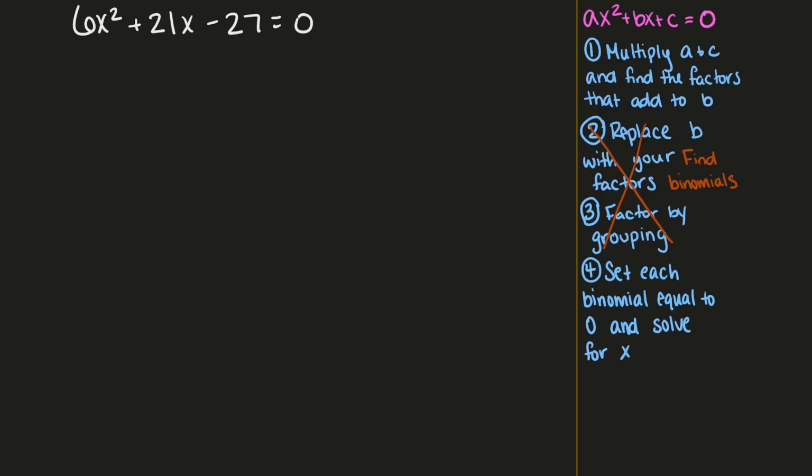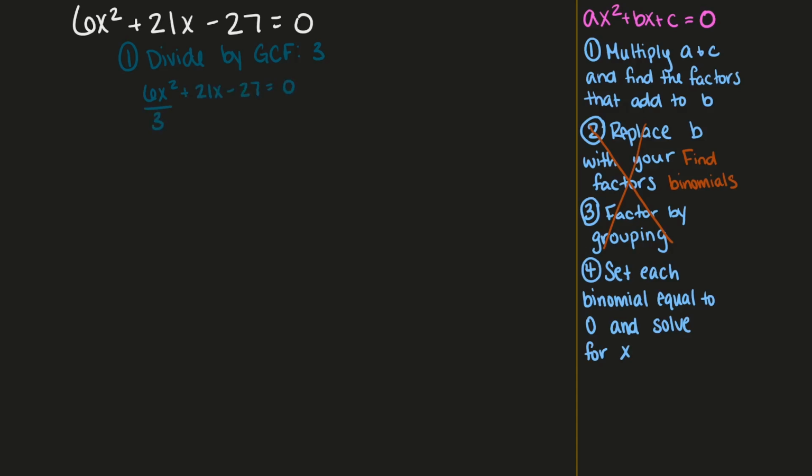We also don't want to have to work with 6 times 27 if we don't have to. If we were to do that, we're going to have a long list of possible factors for our binomials, and it's going to take us so much more time to solve this. So let's make this problem a bit easier by dividing everything by our greatest common factor. In this case, our greatest common factor is 3. So we're going to divide everything on the left and everything on the right by 3.